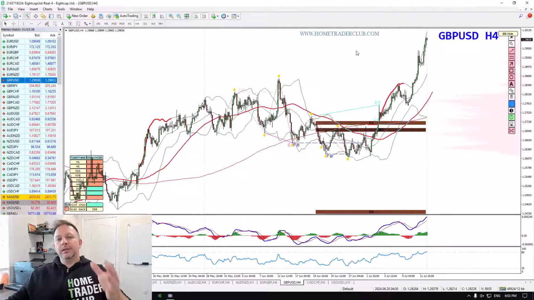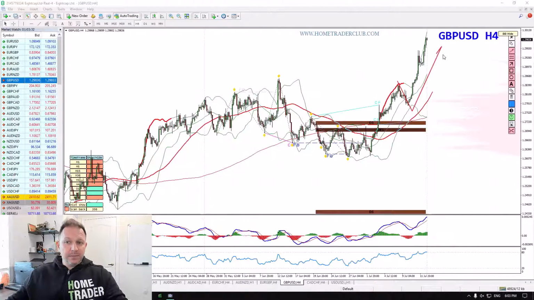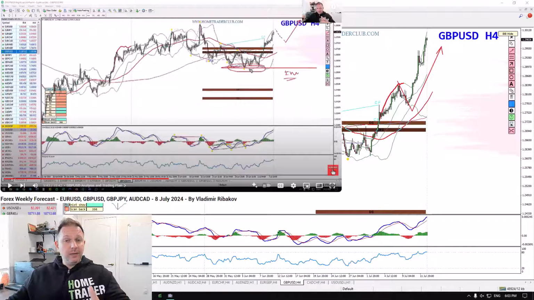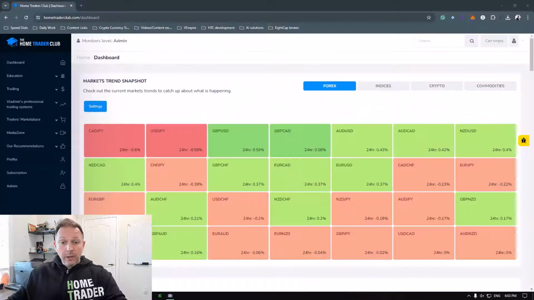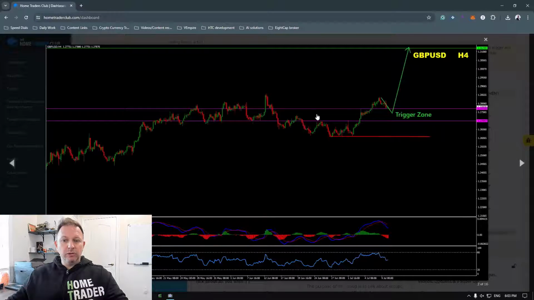And now let's continue. So the pound dollar is our next pair. Last week we were talking about the simple trading plan, buy the dips. And as you can see right now, a week after, here we are with buy the dips making a great rally. We also had a beautiful, let's go to the Home Trader Club members area, so you can see this running pound dollar for us.